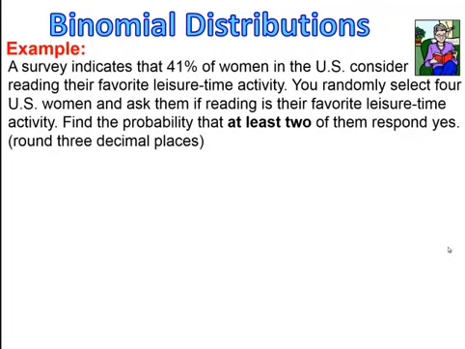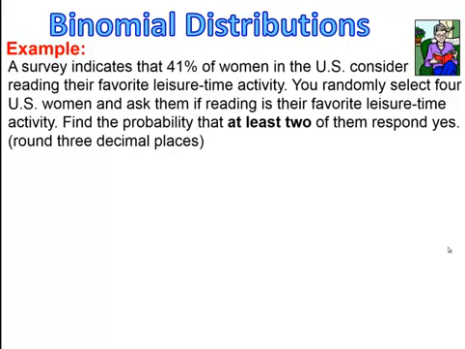So when we're doing binomial distribution and we have certain information given and they're asking us for a probability of at least 2, we need to sum up the probabilities. So the first thing you want to do is find the information we're looking for. So we have a survey that indicates that 41% of women in the United States consider reading their favorite leisure time activity. And they're randomly selecting 4 women, and they're asking if reading is their favorite leisure activity. To find the probability at least 2 of them responded yes.